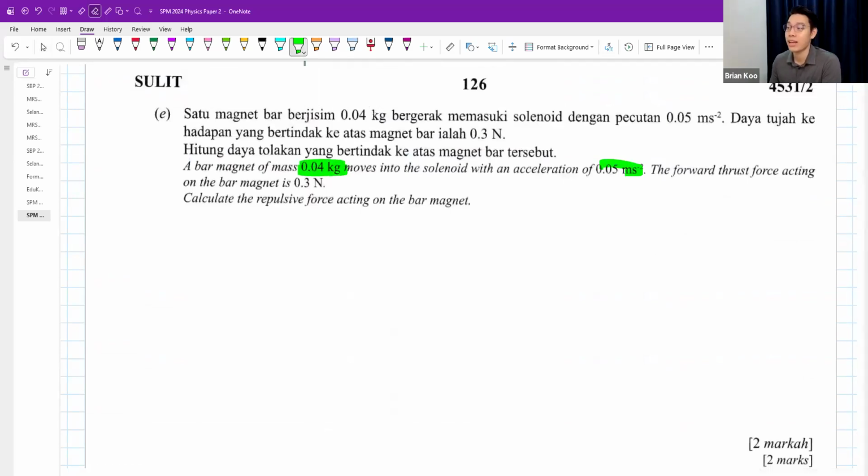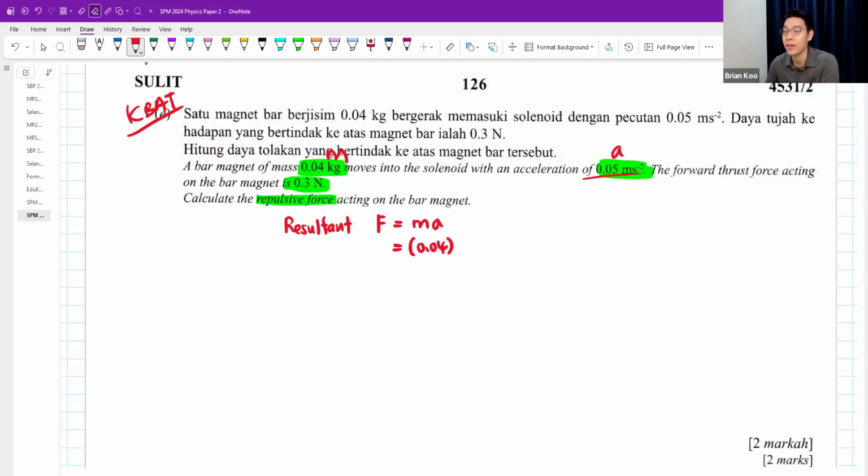that moves with an acceleration of 0.5 meter per second squared. The forward thrust acting on the bar magnet is 0.3. Calculate the repulsive force. Okay, this is KBAT for sure because we don't usually see acceleration suddenly in this chapter. But when there is mass and acceleration, I feel most likely there is a resultant force involved here. And you can go and find your resultant force first if you don't know where to begin. This is a good start.